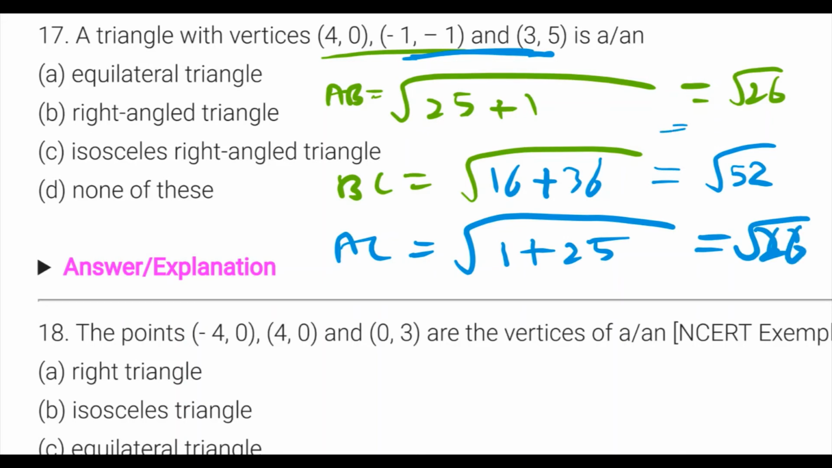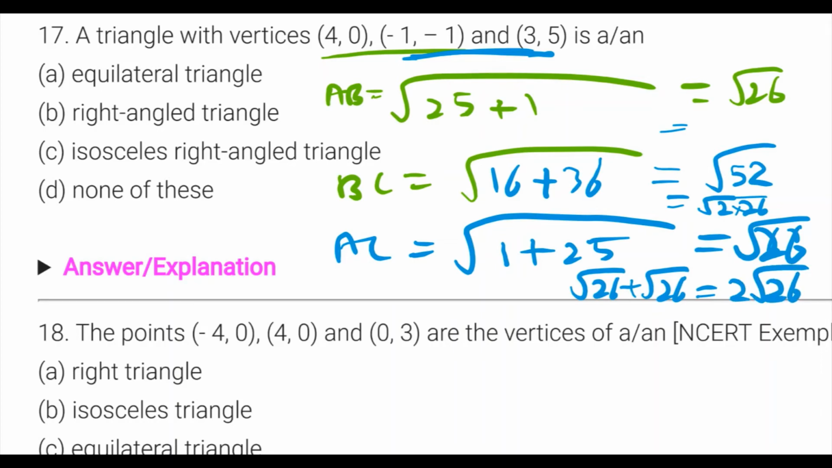This is root 26 and root 26. Root 52 equals root 2 into 26, root 2 into 26. So 26 plus 26, root 26, this gives us 2 root 26.